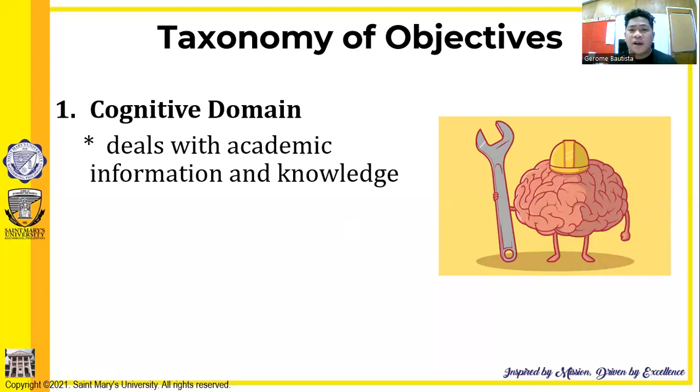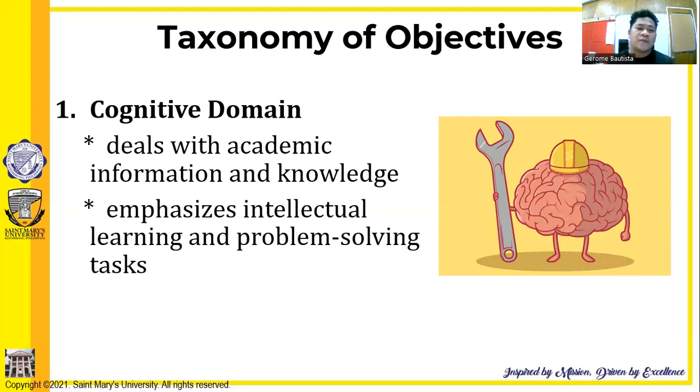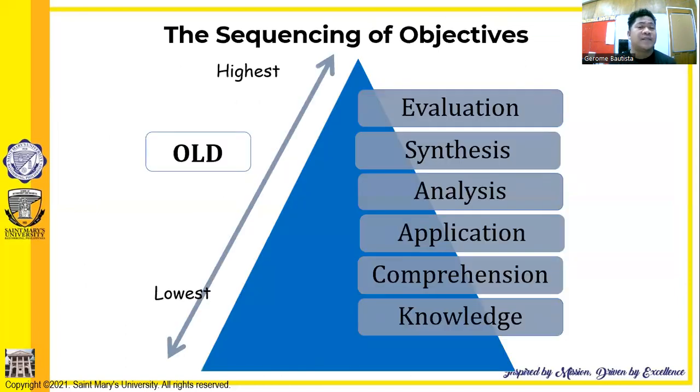So it's about academic knowledge and information, ideas, concepts, theories, principles. It emphasizes intellectual learning, especially problem solving, especially that we are in the 21st century. We should train the minds of our learners to be able to solve problems. Now, the cognitive domain and its taxonomy was created by Benjamin Bloom. This is the old Bloom's taxonomy. As we can see here, we have a figure showing the levels of thinking in the cognitive domain.